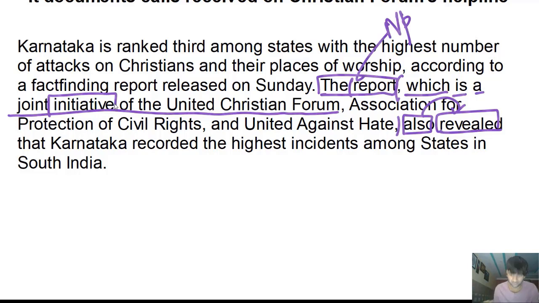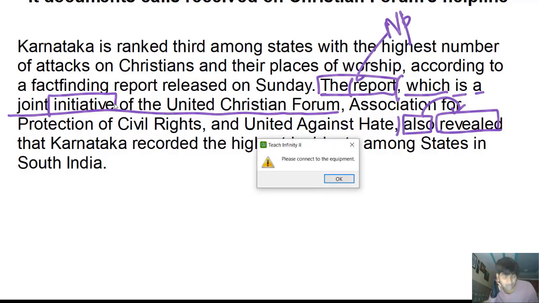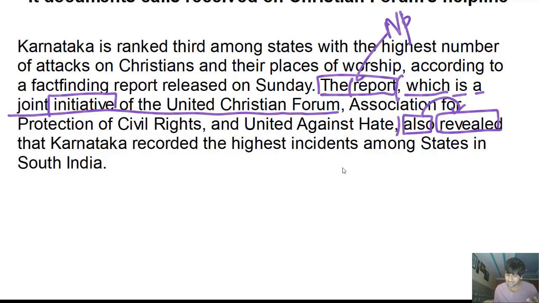Of the United Christian Forum. Now again we're giving information about it. Association for Protection of Civil Rights and United Against Hate. All right, this is again a noun phrase. But both these pieces of information are extra, and that's why we have used commas to offset it from the rest of the sentence.